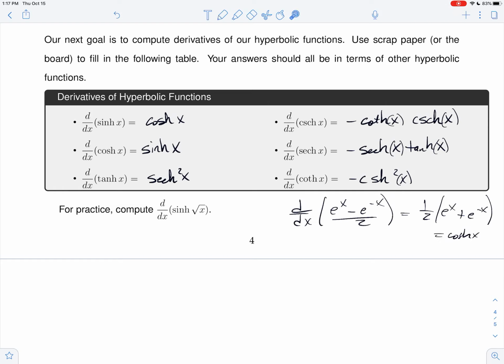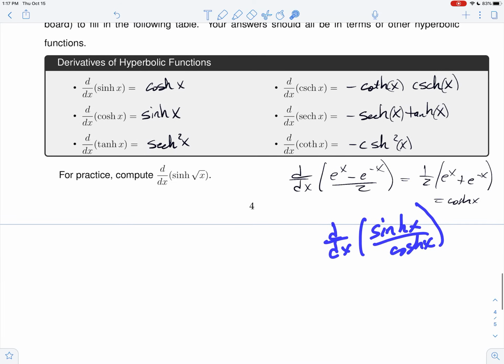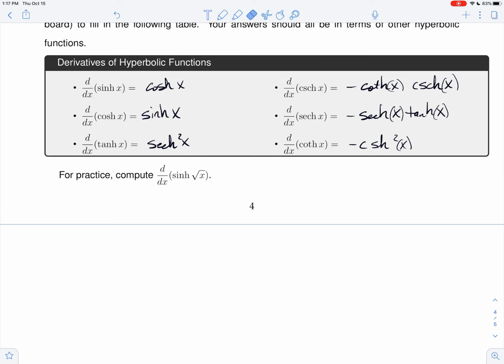When you get to something like the derivative of tangent, then you're going to say, well, that's the derivative of sinh x over cosh x, and you're going to use the quotient rule, and you're going to simplify and come up with this. So I leave the details to you to check. I'm not going to work through them all, but you should end up with this table of derivatives. You should know how to compute them, and that's what you do.